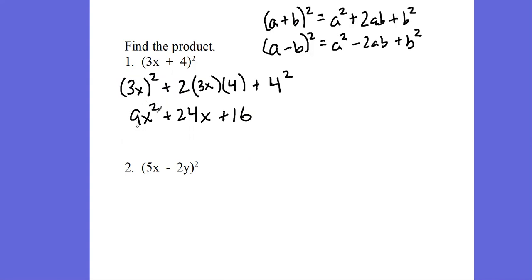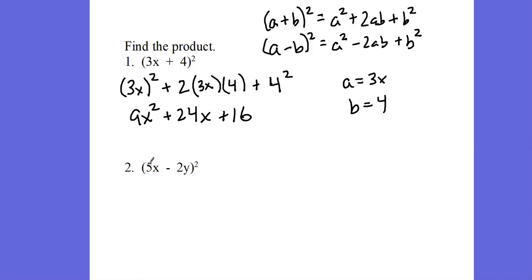Notice that 3x was squared. That's the 9x squared. 4 was squared. That's the 16. And this middle piece was the product of these two things doubled. 3x times 4. And let's be clear here. My a value in that example was 3x. My b value was 4.